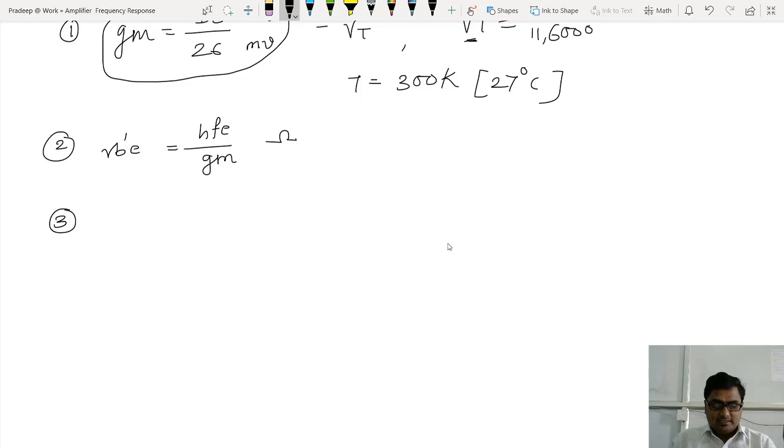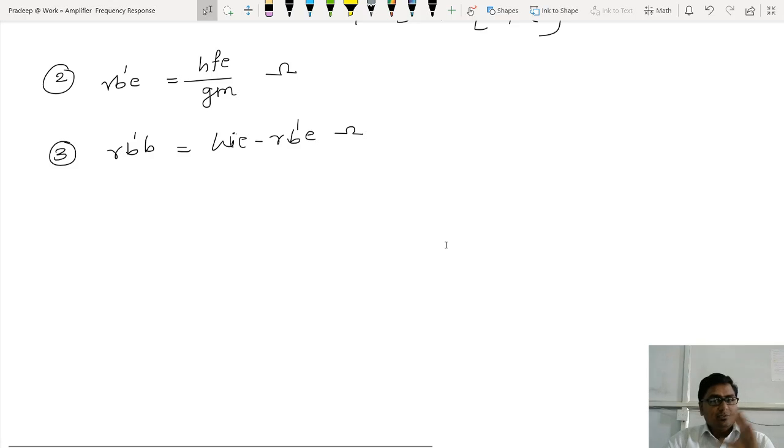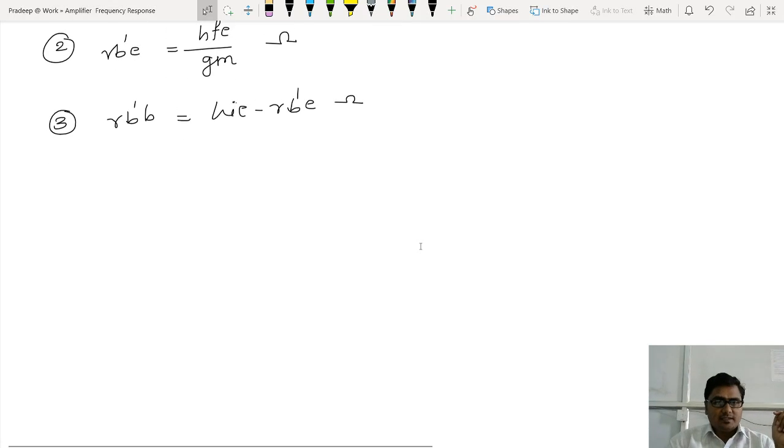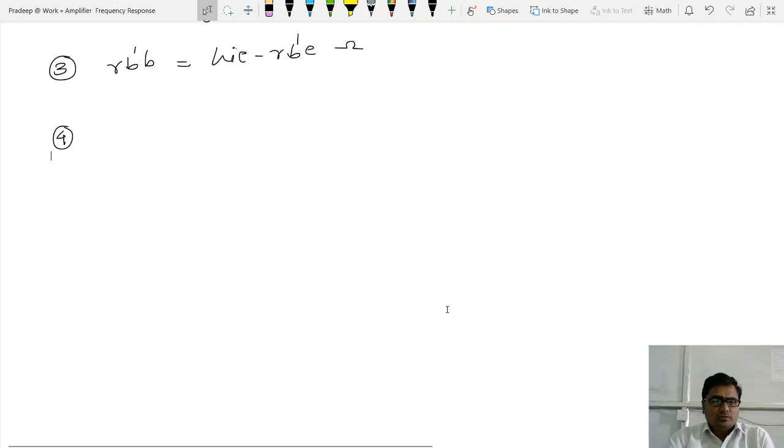Now, the next formula is related to base spreading resistance, R B dash B. It is hie. We have not derived those equations; those are standard equations that we are going to use while solving our numericals. So the base spreading resistor is basically hie, the input impedance of the transistor in the hybrid model, minus R B dash E, the base to emitter resistance. Obviously, since it's a spreading of the base, the base to emitter resistance has to come into the picture. So this is R B dash B, the base spreading resistor. We need to calculate only the base spreading and base to emitter resistors. For the rest of the resistors there is no need to calculate.